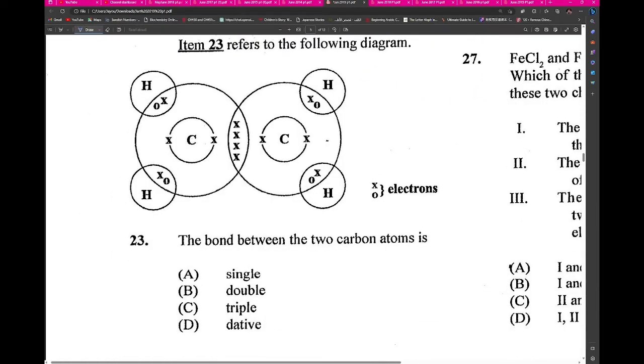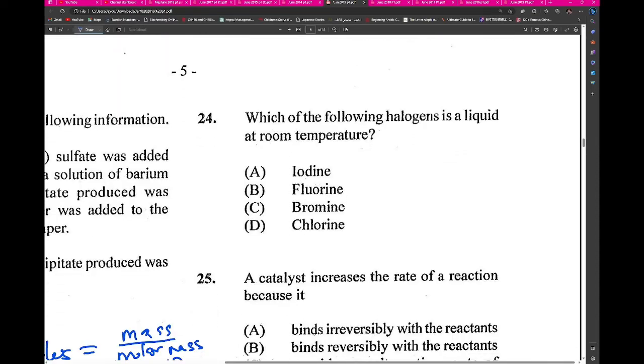Looking at this, the bond between the two carbon atoms is a double bond. Which of the following halogens is a liquid at room temperature? This liquid at room temperature would be bromine.